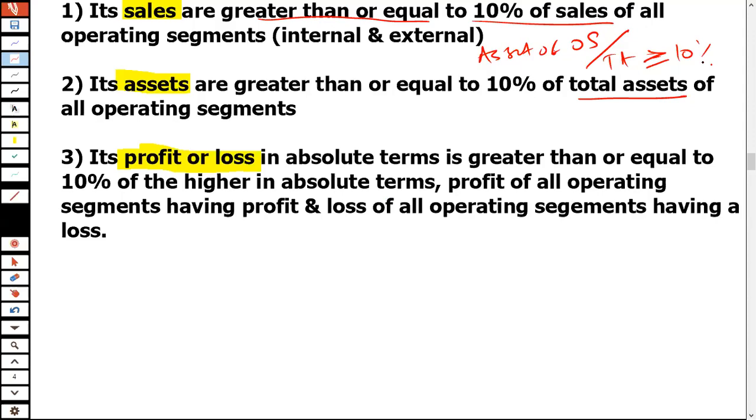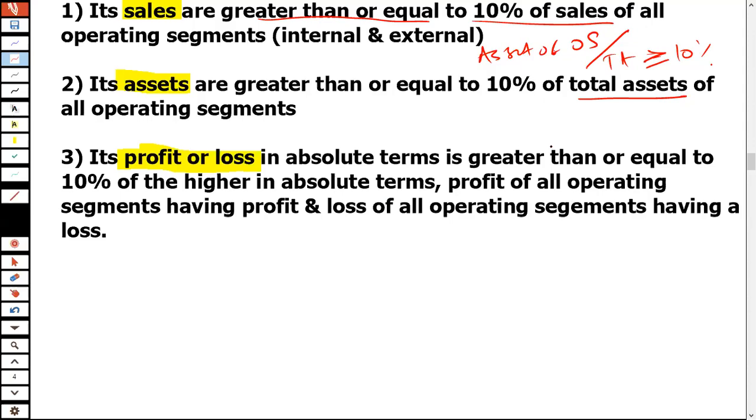Now, what next is there? Let's move a bit forward. The next situation is, for each year, you will have to do an assessment on each and every operating segment to see if it meets the criteria for the reportable segment or not. So for each year, you would have to do it this way. Now, let's move a bit forward.